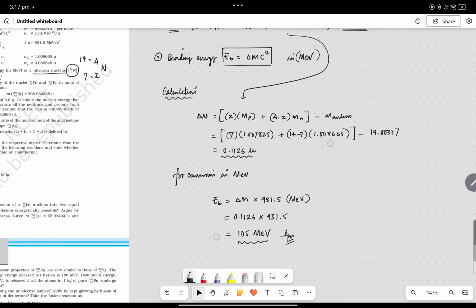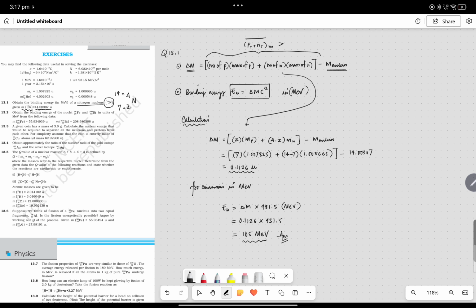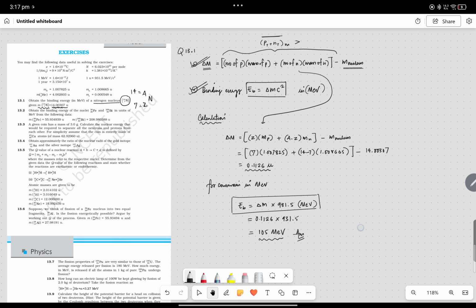So this is the binding energy in mega electron volt that is needed, and this is your answer. Okay, so in theory you have to know the delta m and the binding energy, what it is, and how to convert that binding energy into mega electron volt. Okay, simple.